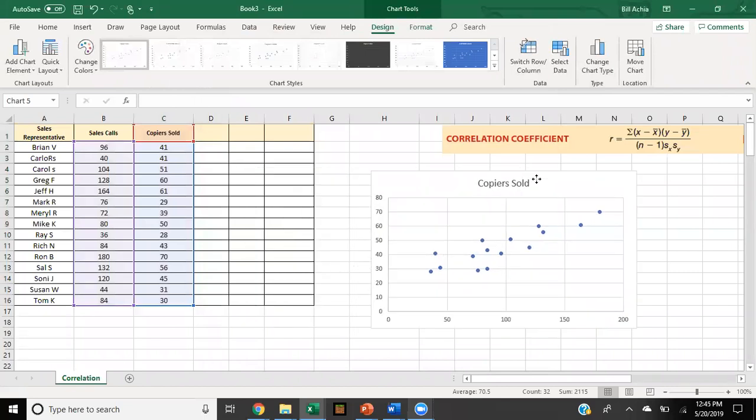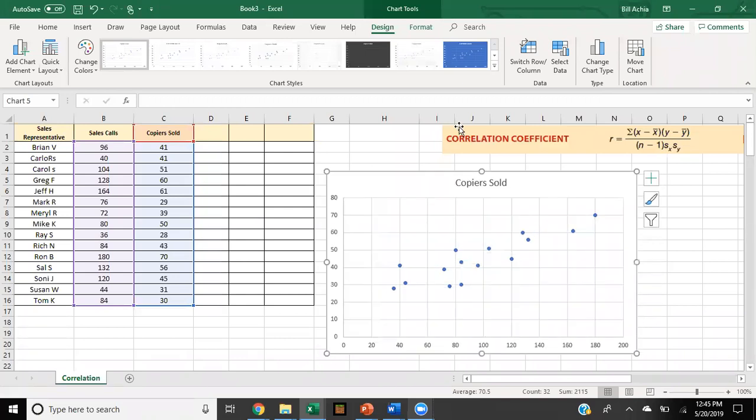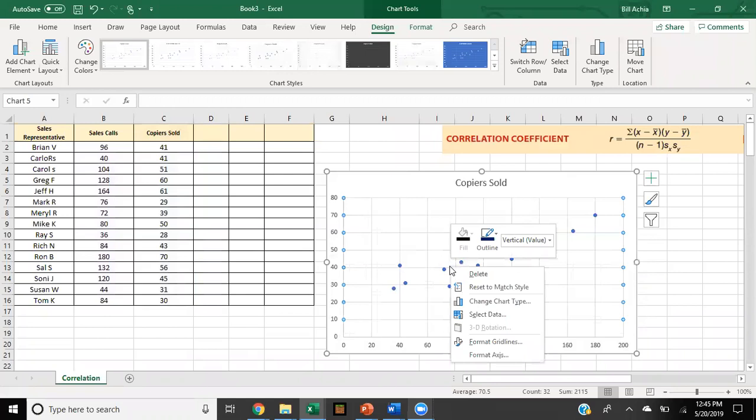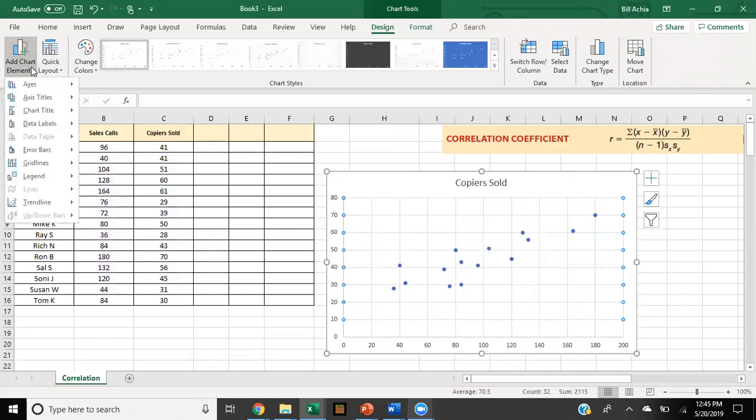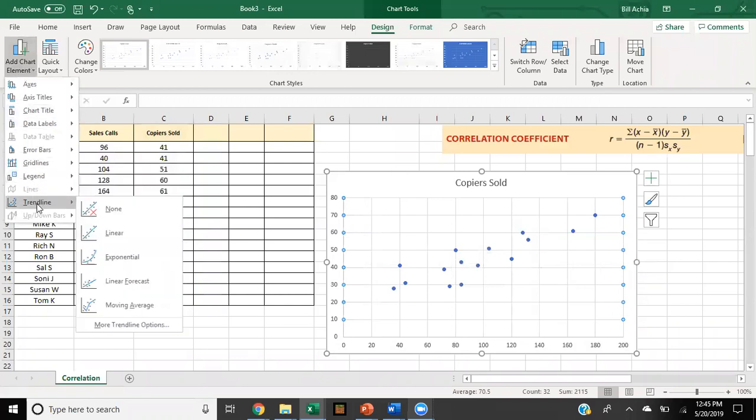And this gives us a visualization of what the relationship is between the number of sales calls and the number of copiers sold. Now, if I try and visualize this, what I see here and what hopefully you all see here is that there seems to be some type of a relationship. And one way of checking that is I could try and throw in a trend line and see how that trend line would look. Let's just throw in a trend line real quick.